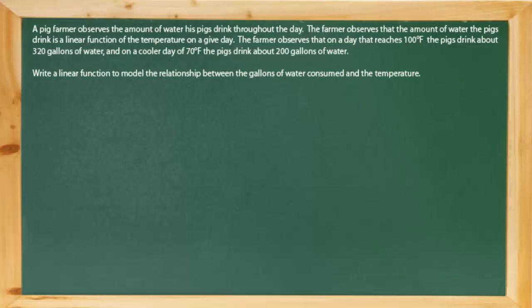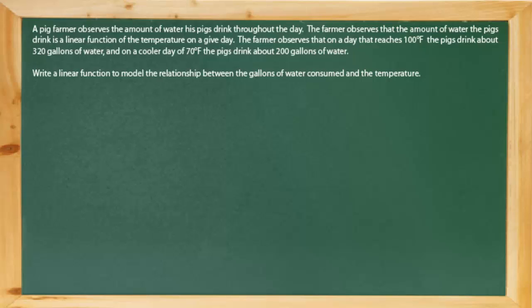Alright, so we're looking at a linear equation here. And if you read the question here, it says, a pig farmer observes the amount of water his pigs drink throughout the day. The farmer observes that the amount of water the pigs drink is a linear function of the temperature on a given day.